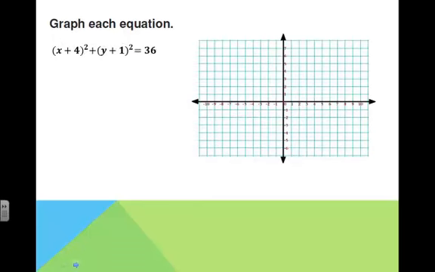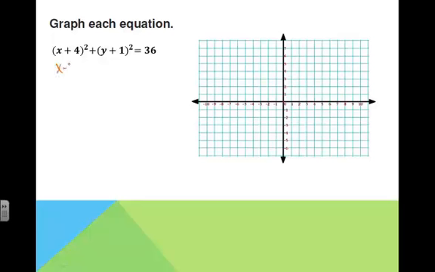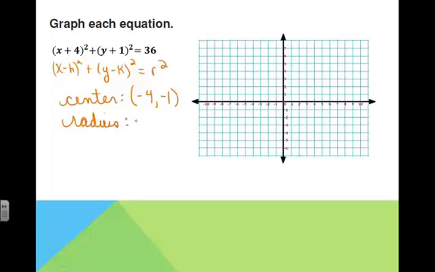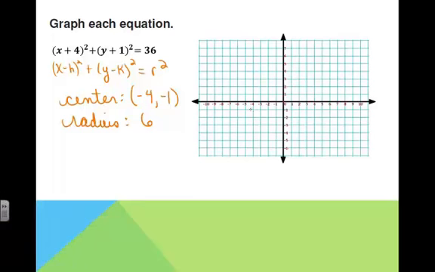Alright, last one. Let's graph this equation. Identify our center. So this is (x − h) quantity squared plus (y − k) quantity squared equals r squared. So that means our center is going to be at (−4, −1), and our radius is going to be 6. So we've got (−4, −1), and then our radius: north 1, 2, 3, 4, 5, 6, south 1, 2, 3, 4, 5, 6, east 1, 2, 3, 4, 5, 6.